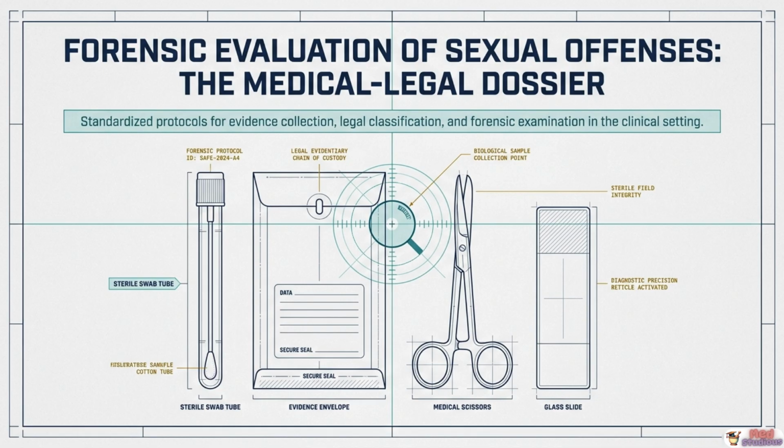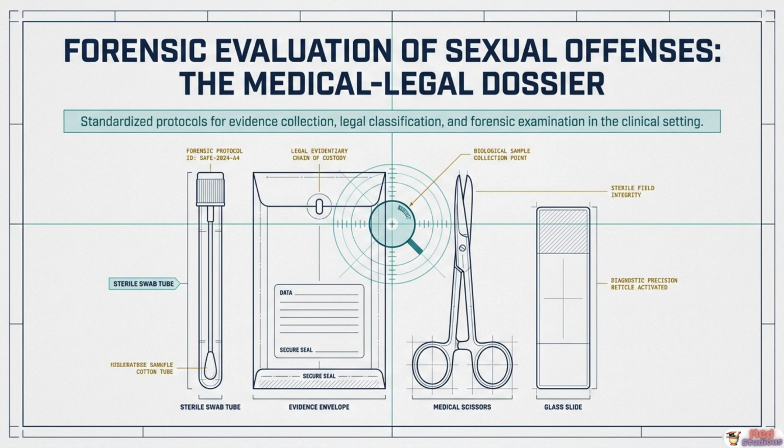The tools you will encounter throughout this examination include sterile swab tubes for biological specimen collection, sealed evidence envelopes maintained under strict chain of custody, fine medical scissors for trace evidence and matted hair collection, and glass slides for microscopic analysis of cellular and seminal material.